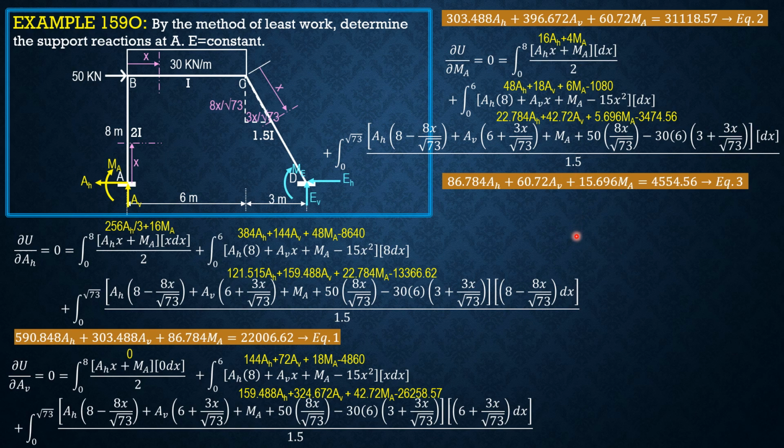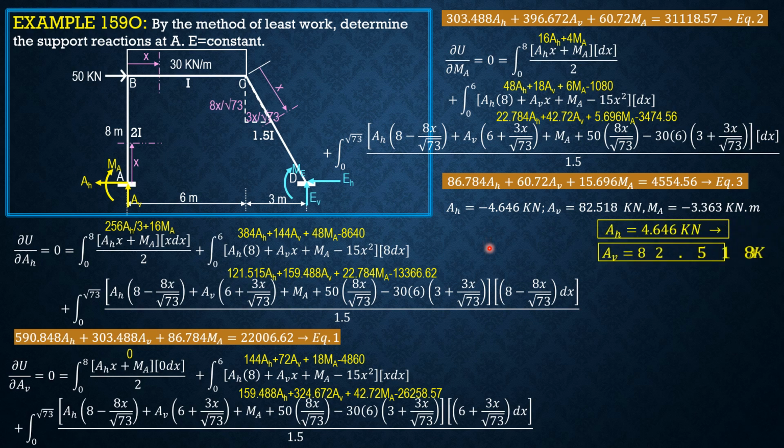Solving these three equations simultaneously, we obtained AH equals negative 4.646 kilonewtons, AV equals 82.518 kilonewtons, and MA equals negative 3.363 kilonewton meter. So that means AH is rightward, 4.646, AV is upward, 82.518 kilonewtons, and MA is positive counterclockwise, 3.363 kilonewton meter. So that's it for this problem.